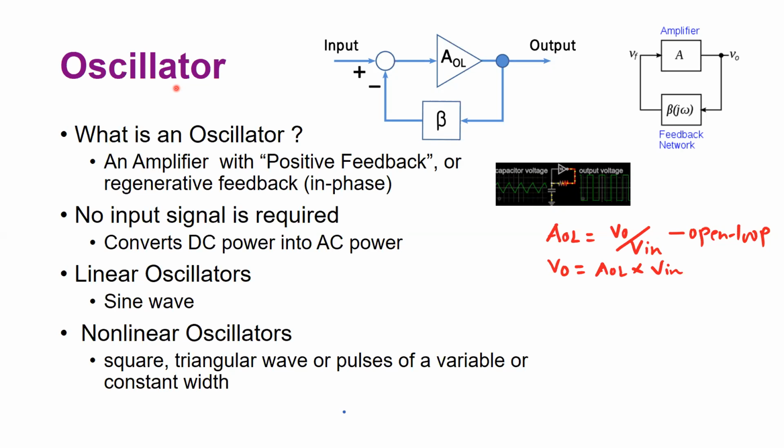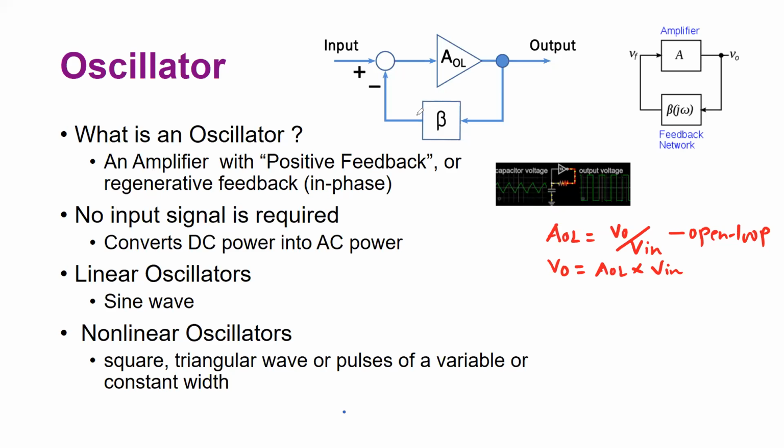And when you produce such waveforms, that acts as a clock or a reference signal to some circuitry in the electronic system. So we basically want to understand what an oscillator is and what the mechanism of its operation is. As you can see here, the oscillator is essentially an amplifier with a positive feedback or regenerative feedback. In bracket we are writing in phase.